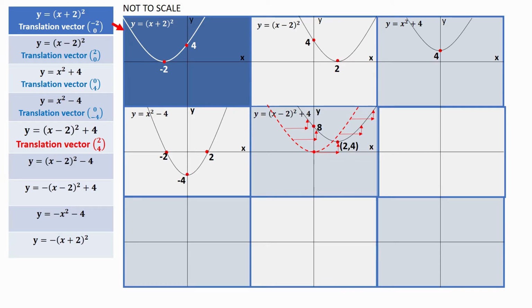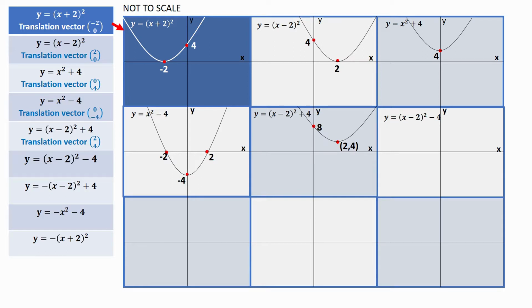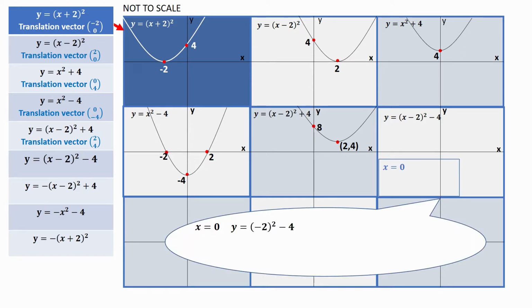The next curve, y equals (x minus 2) all squared minus 4. When x equals 0, y equals (negative 2) all squared minus 4. (Negative 2) all squared gives 4, so y equals 4 minus 4, which is 0. Plotting this point when x equals 0, y equals 0. When y equals 0, (x minus 2) all squared minus 4 equals 0. Adding 4 to both sides gives (x minus 2) all squared equal to 4. And finding the square root of both sides gives x minus 2 equal to plus or minus 2.